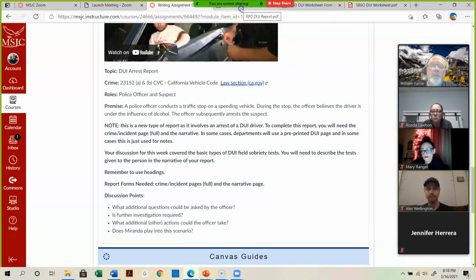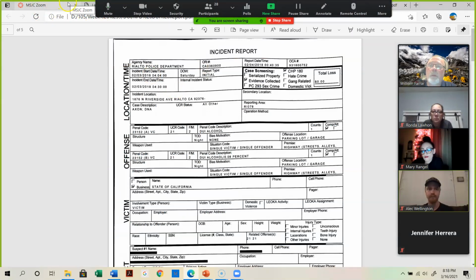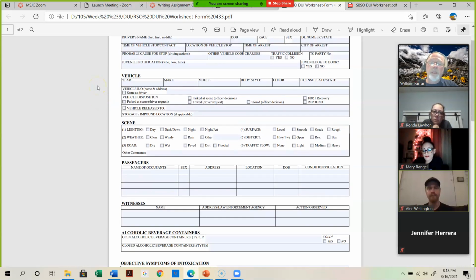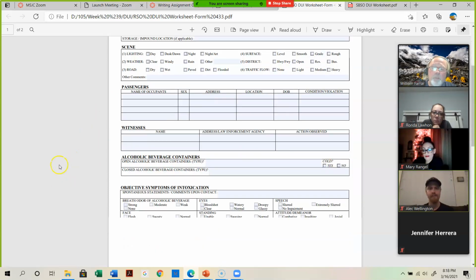The first is, let me go back to, I think it's under here. Okay. This is what they call a DUI worksheet form. Some agencies use these for notes. Some agencies have you attach it to your report. For this week, you don't need to attach it to the report unless you want to. The reason they call it a DUI worksheet is it talks a little bit about lighting and the vehicle and passengers.